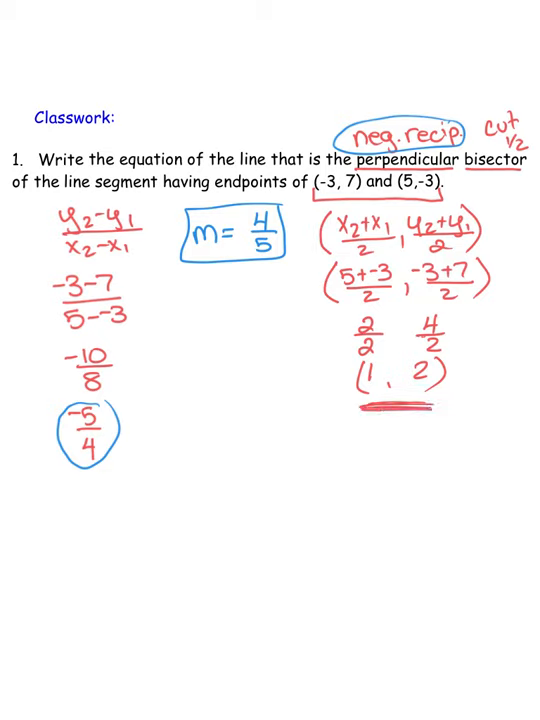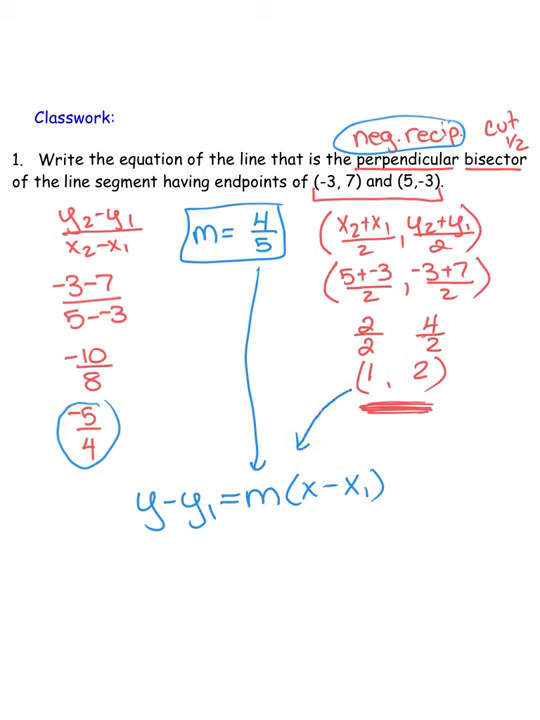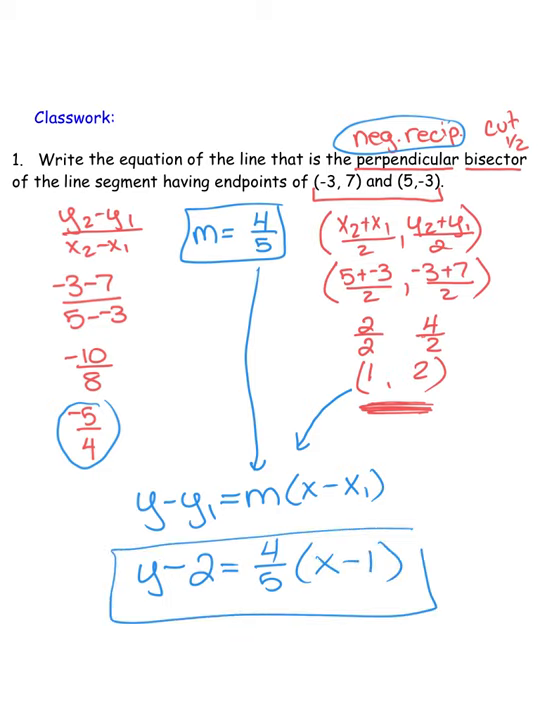The midpoint is (1, 2). So when I write my equation, I start with y minus y1 equals m times x minus x1. I'm going to plug in my slope and my midpoint. So y minus, the y value of the midpoint is 2. My slope is 4/5. And then the x value of that point is 1. This is the equation of the perpendicular bisector.